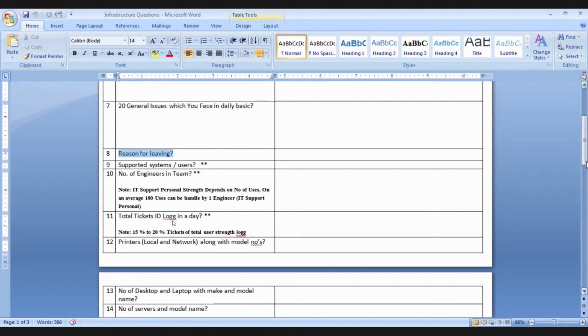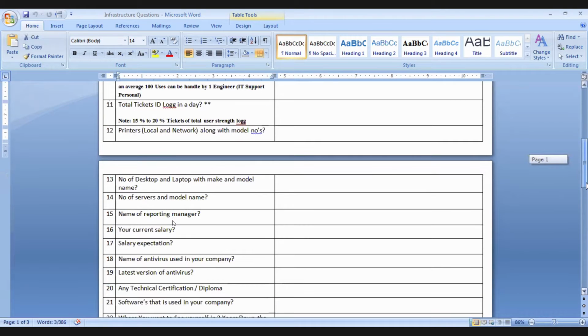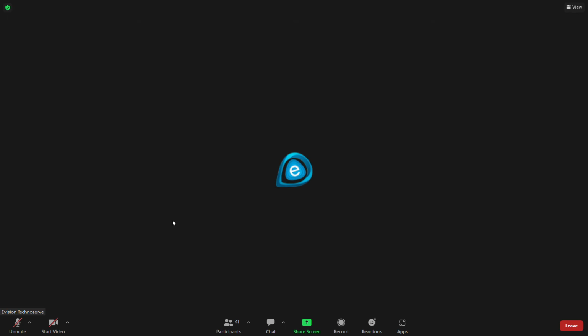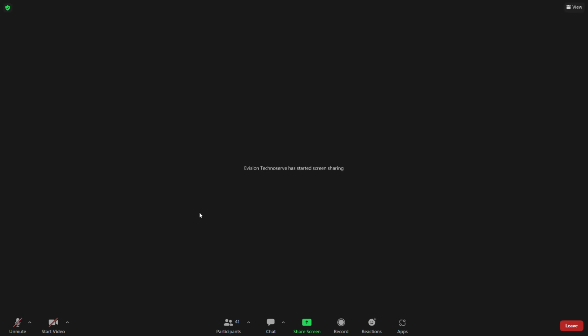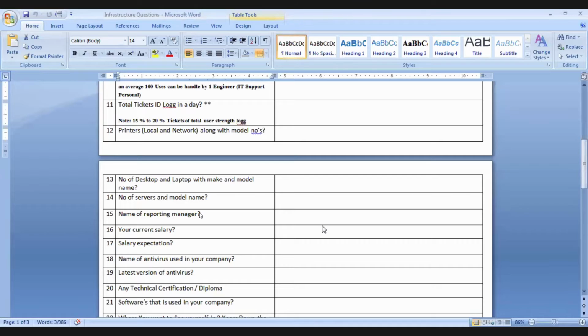Now I have covered the question on the reason for leaving. The other question is the salary part. This is very, very important, because it is a concern area. I also agree that this is very important. That is the salary: current salary and expected salary.